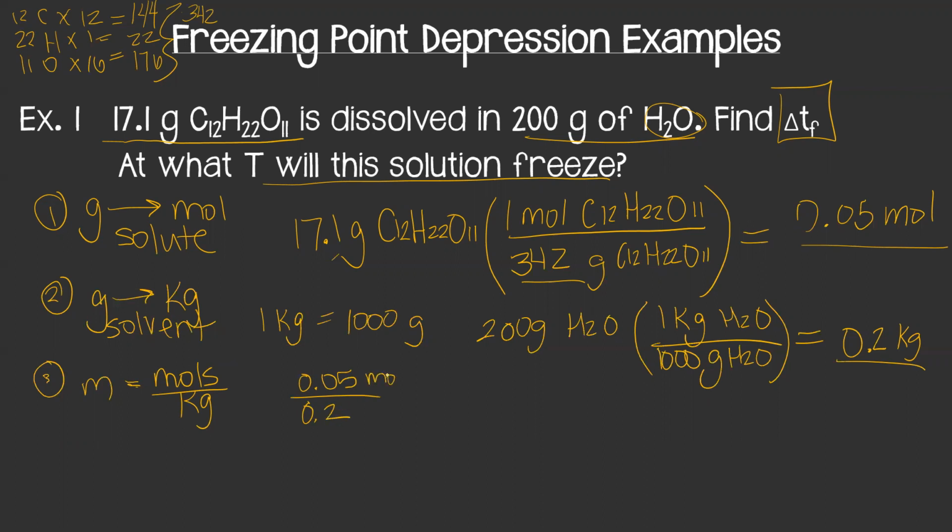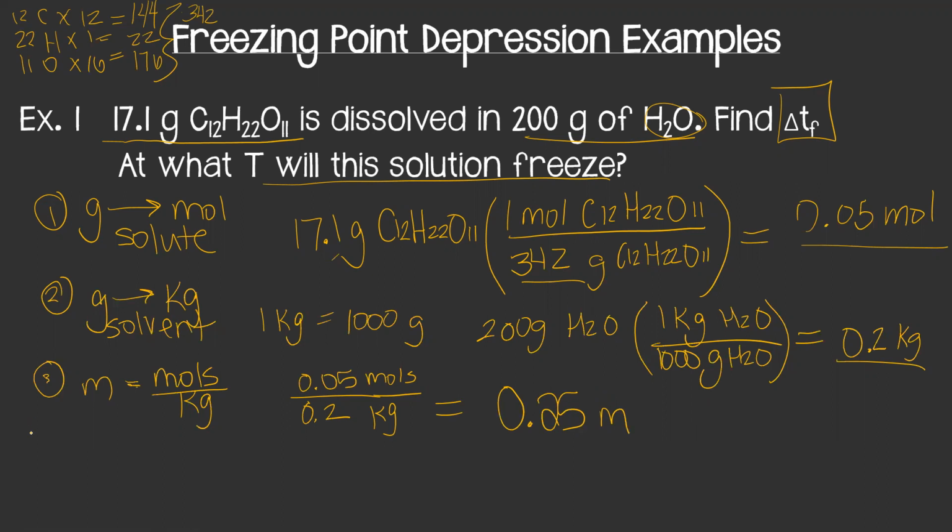I've got moles per kilogram for units. They're not going to cancel. That's okay. That's what I want. And I get 0.05 divided by 0.2 is 0.25. And I could write moles over kilograms, but I can also just write M. They mean the same thing.